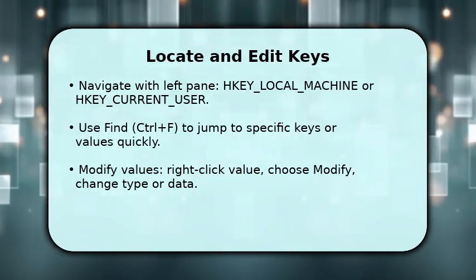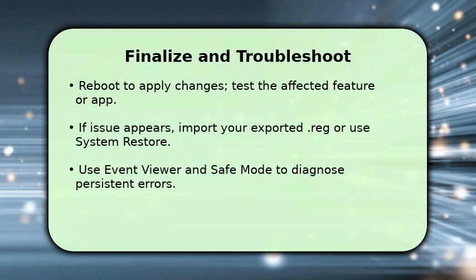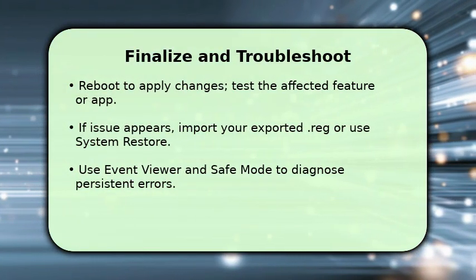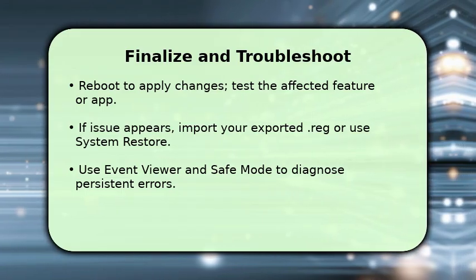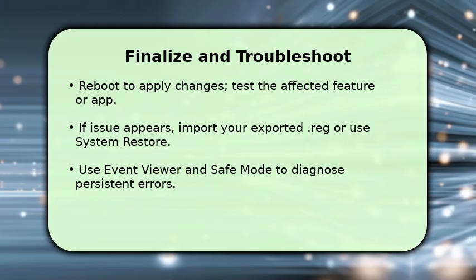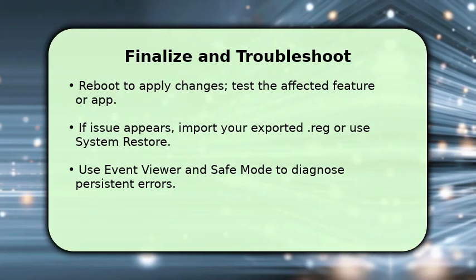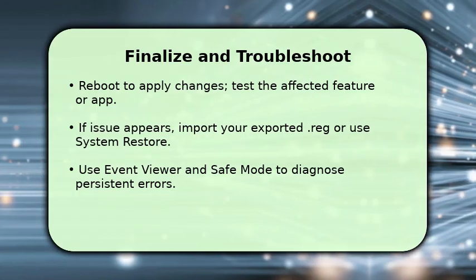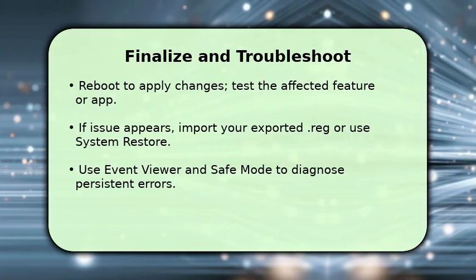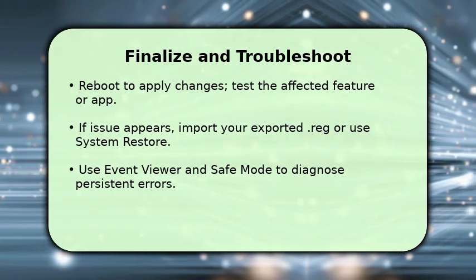Finish by applying and verifying the change. Reboot to make sure Windows loads the new settings, then test the broken feature or app. If something goes wrong, import the exported reg backup you created earlier or run the system restore you made before editing. If the system won't boot or errors persist, boot into safe mode and use Event Viewer to gather error codes, then reverse the edit or restore the registry.